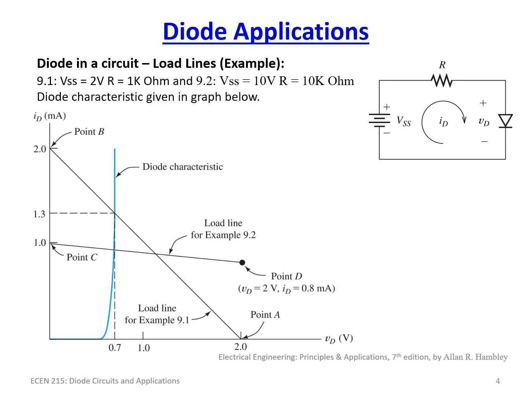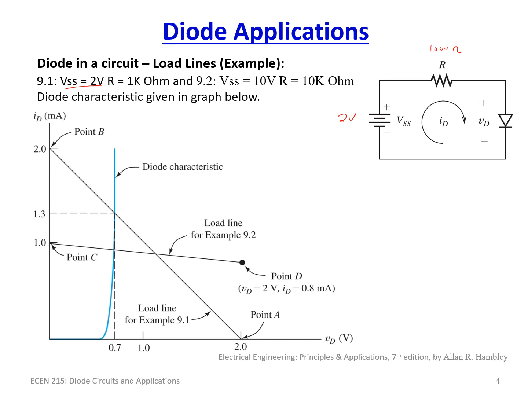So here we're going to look at a simple circuit. This is actually two examples, examples 9.1 and 9.2. The first one we're going to look at is where VSS is equal to 2 volts. So this is equal to 2 volts here. We have 1,000 ohms here. And then we're going to take a look at the characteristics.